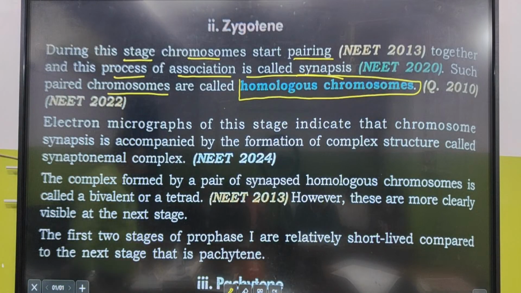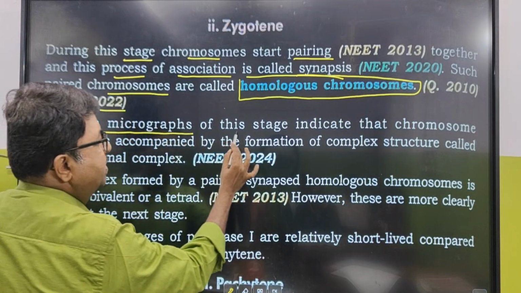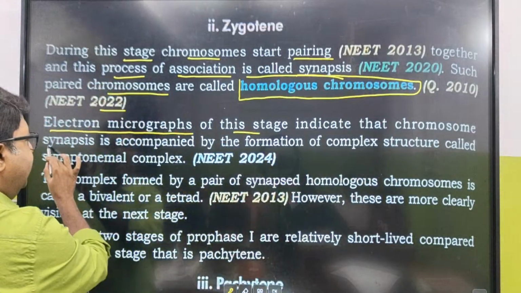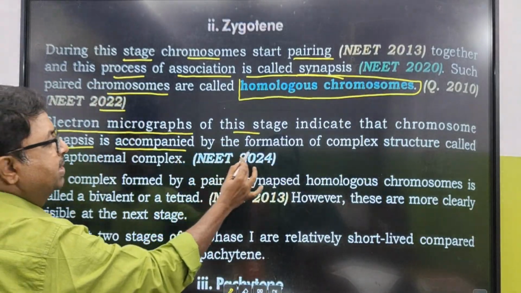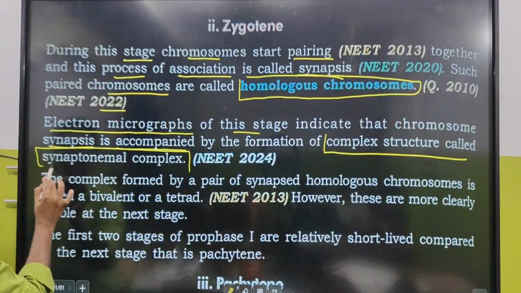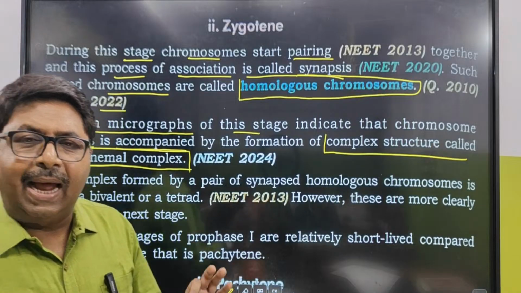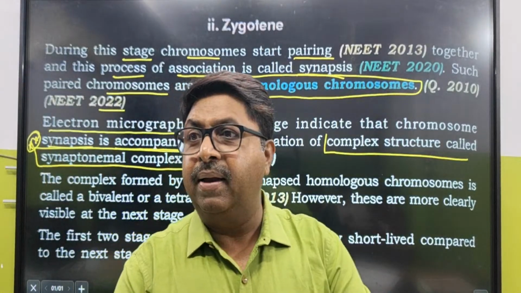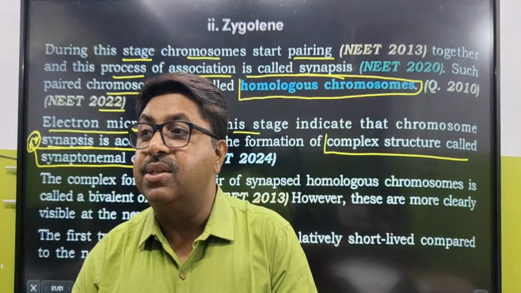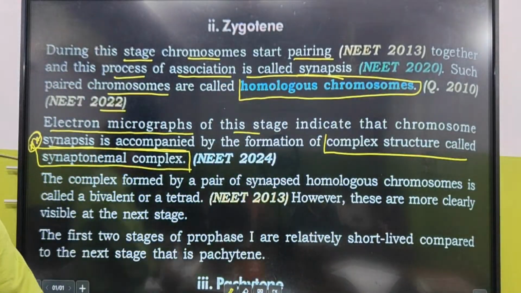See how many years this question came. 2010, 22. Electron micrographs of this stage indicate that chromosomes synapse, accompanied by the formation of a complex structure called synaptonemal complex. Star mark. So whenever you get to see synaptonemal complex, what should come immediately in your mind? We are talking about zygotene stage. Is this clear? Good.